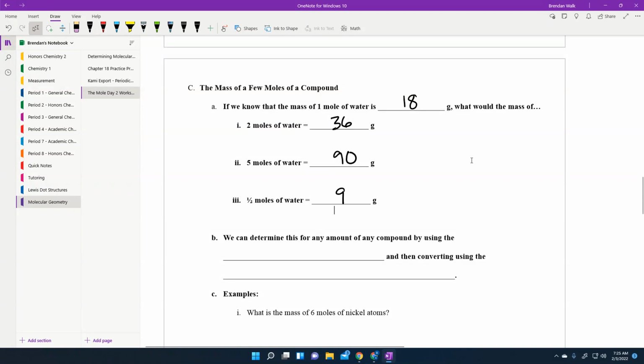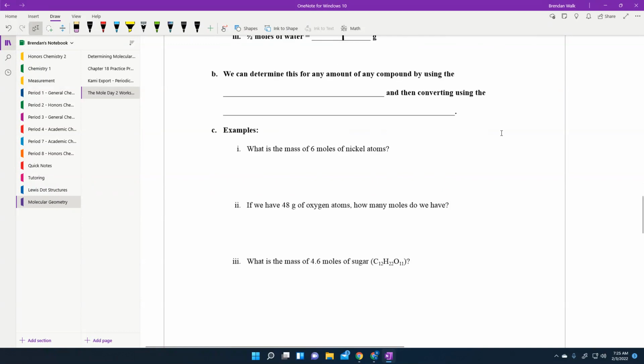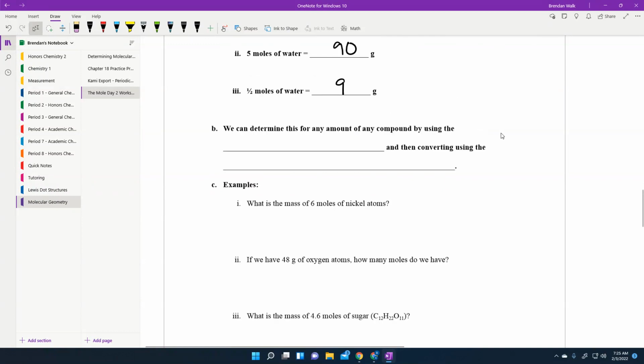So we're going to try to figure this out. We're going to show the work, kind of doing the same dimensional analysis or factor label method that we've been doing, using our steps for these example problems down here. But to fill this in, we can determine the molar mass for any compound by using the molar mass, and then converting using a conversion factor.